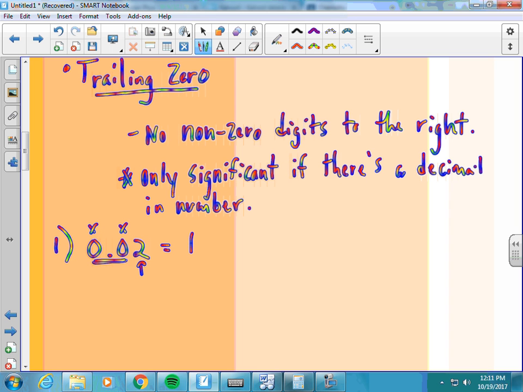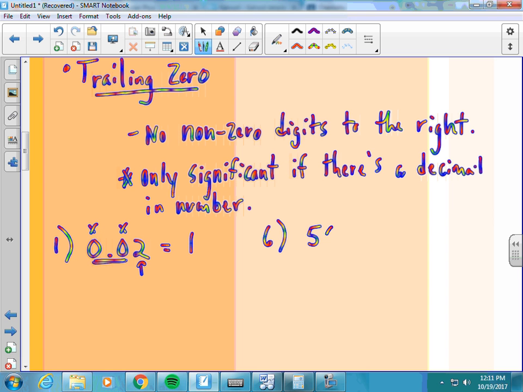Right. So if I look to the left of them, is there any number 1 through 9 to the left of them? If the answer is no, then it's a leading 0. It's at the front of the number. It's leading. All right, so let's look at number 6.